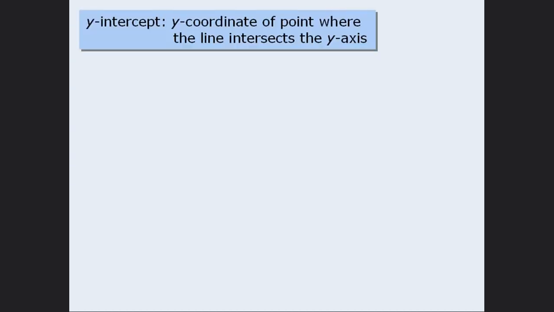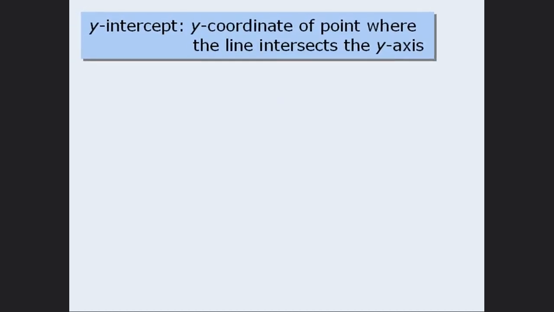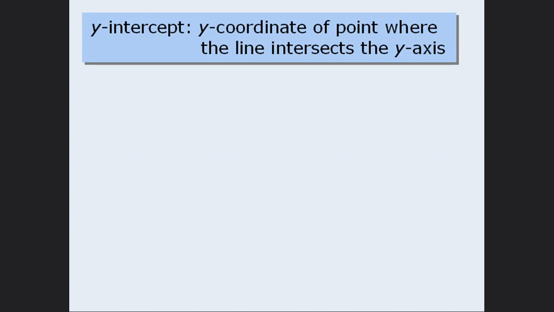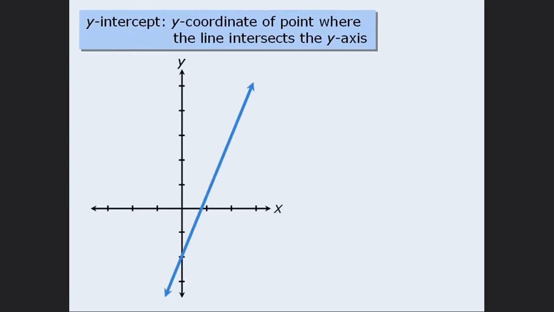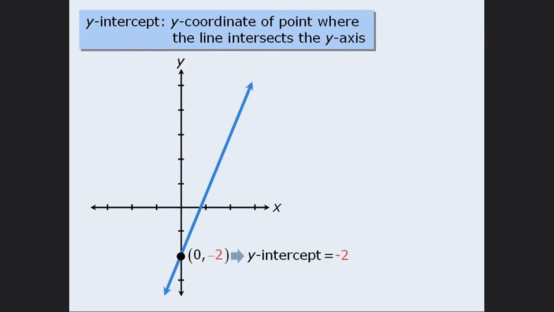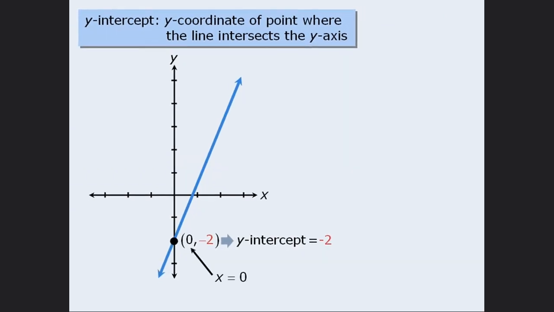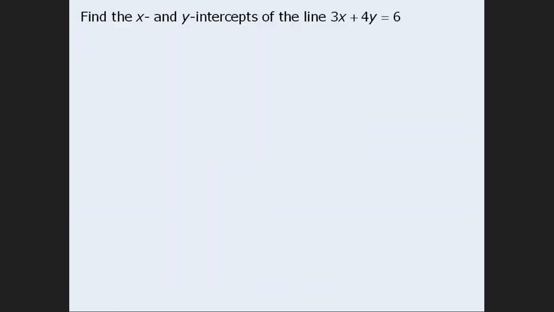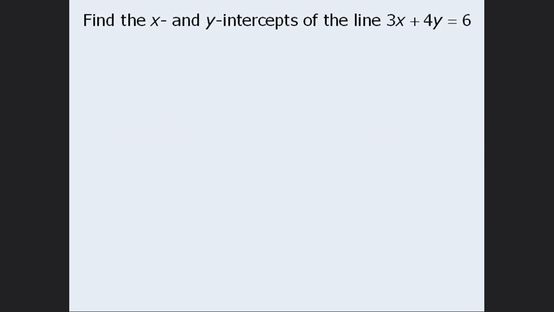Now y-intercepts are very similar to x-intercepts. The y-intercept of a line is the y-coordinate of the point where the line intersects the y-axis. So since this line crosses the y-axis at the point (0, -2), we say that the y-intercept of this line is negative 2. Now please observe that at the intersection point here, the x-coordinate is 0. We're now going to apply this property as we find the x and y-intercepts of the line defined by the equation 3x + 4y = 6.